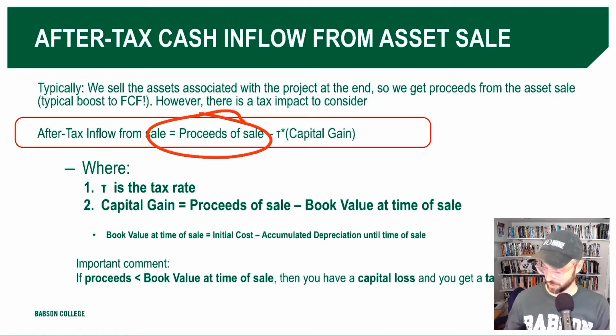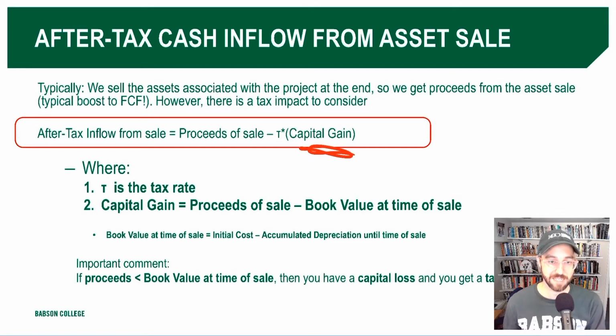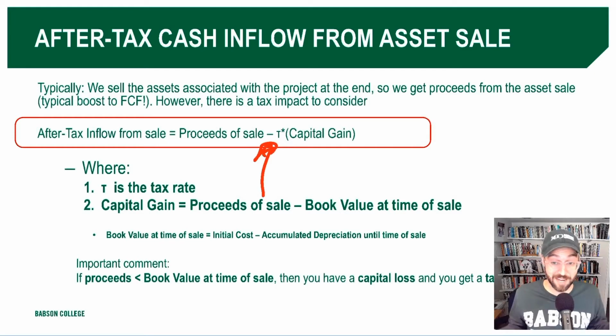But if there's a taxable gain, which we'll call a capital gain, that capital gain is going to get taxed at some rate associated with the company's tax rate, which we'll call tau. And so we're going to multiply tau, the tax rate, by the amount of the capital gain. That's going to tell us how big the firm's tax bill is. And so we're going to subtract off that tax bill from the proceeds from the sale to get the after-tax inflow.